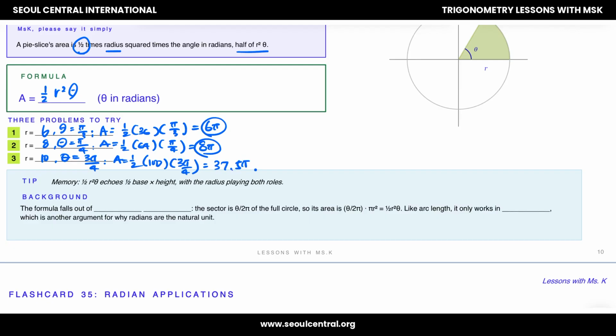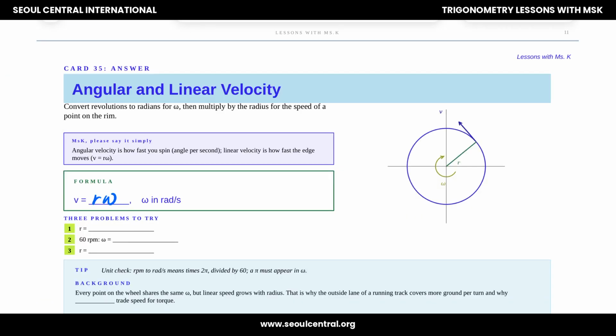One tip for memorization is that 1/2 r squared theta echoes 1/2 base times height, with the radius playing both roles. Background. The formula falls out of proportional reasoning. The sector is theta over 2 pi of the full circle, so its area is theta over 2 pi times pi r squared equals 1/2 r squared theta. Like arc length, it only works in radians, which is another argument for why radians are the natural unit.